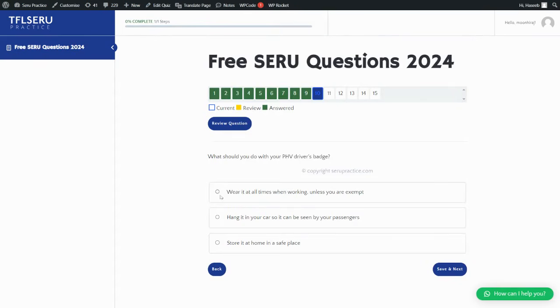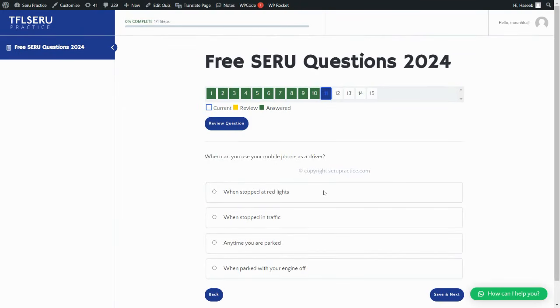Therefore, here the first option is correct. This question is also very similar to the previous one. When can you use your mobile phone as a driver? When stopped at red lights, when stopped in traffic, anytime you're parked, when parked with your engine off. Although one might consider that anytime you're parked, you would be allowed to use your cell phone, that is not the case. According to the handbook, the correct option is when parked with your engine off.